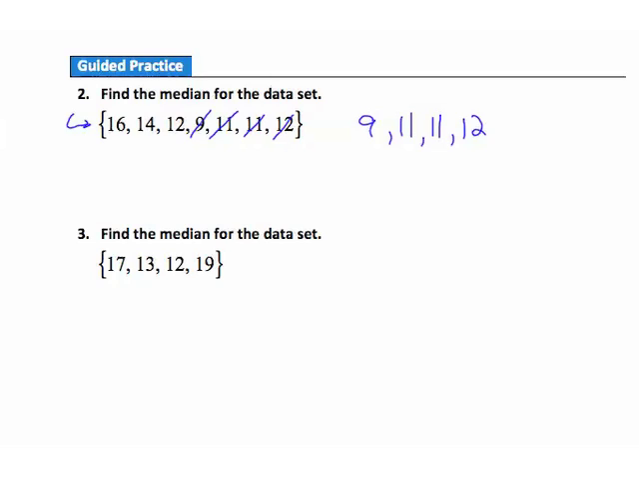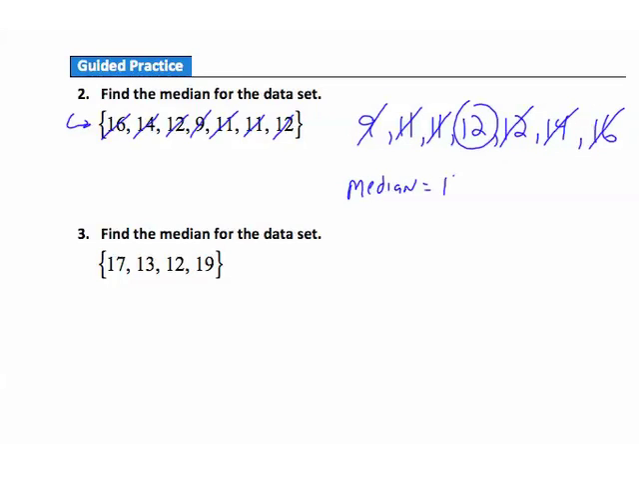It looks like I have another 12 after that, so I would list both of those 12s. Then we're going to go to 14. And then finally to 16. Okay? Once we have that organized, let's start crossing them off the edges to find the middle. So 9 and 16, 11 and 14, 11 and 12. So there is the center of our data set. So the median of this data set is 12.